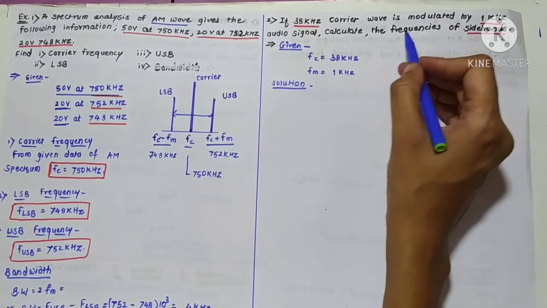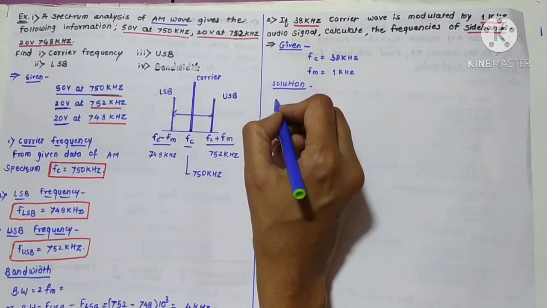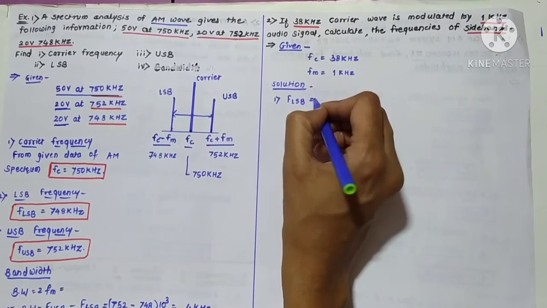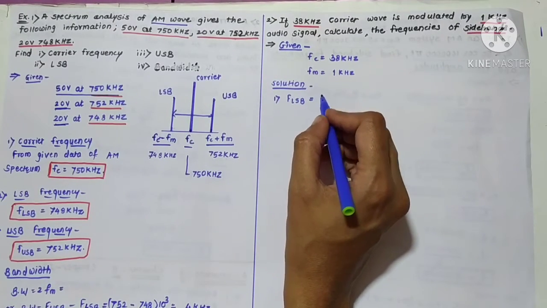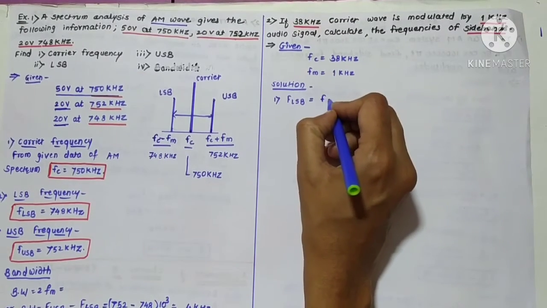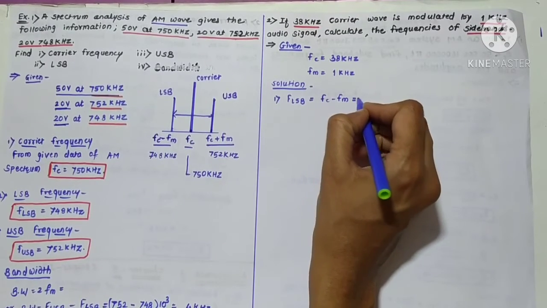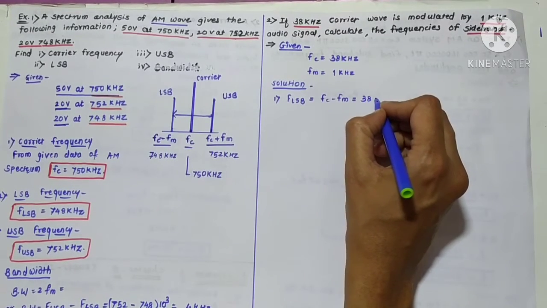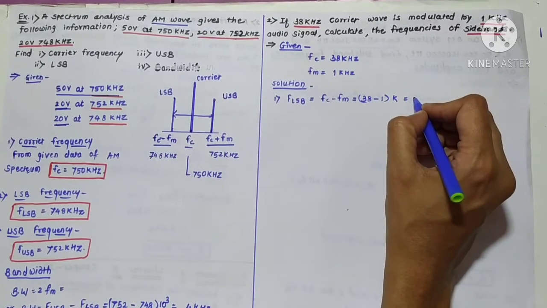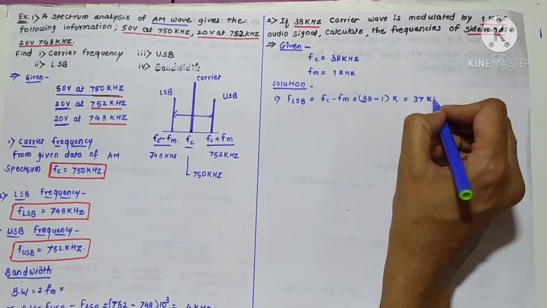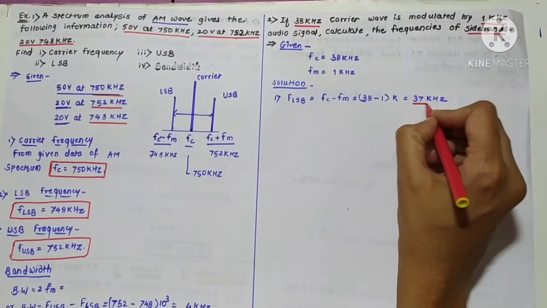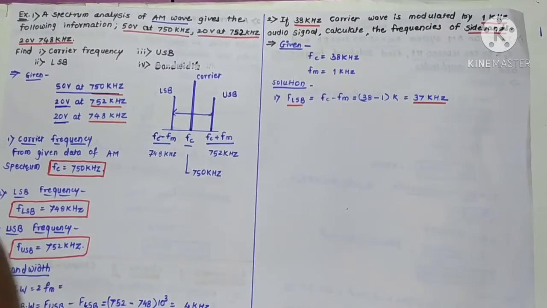What we have to find out? Frequencies of sidebands. First, FLSB means frequency of lower sideband, and it is given by FC minus FM. Here FC is 38 kilohertz minus 1 kilohertz. So FLSB is 37 kilohertz. Okay students, in this way we can write the frequency of lower sideband.